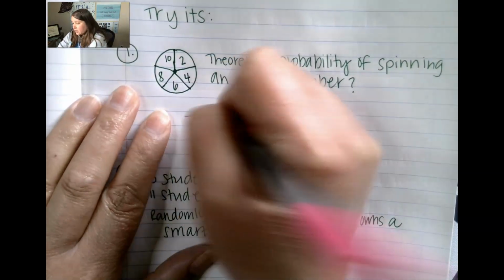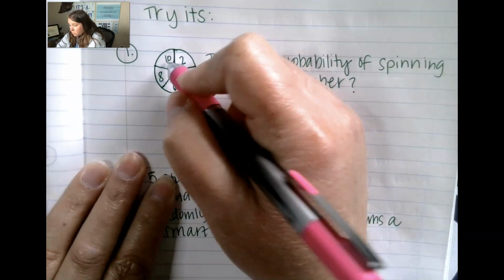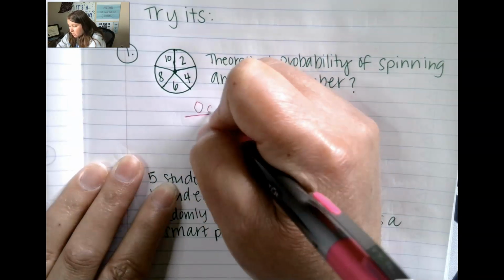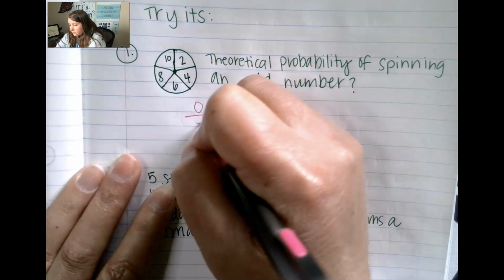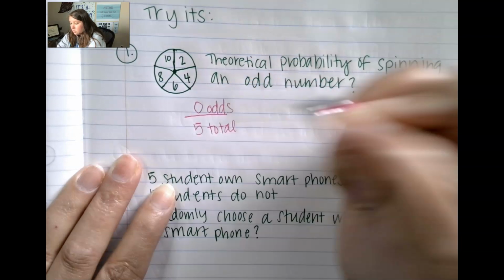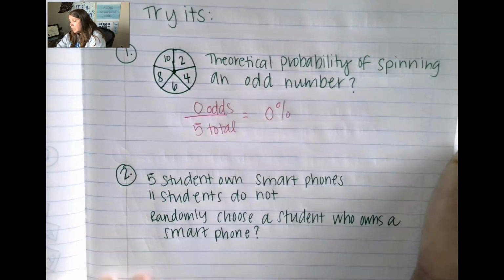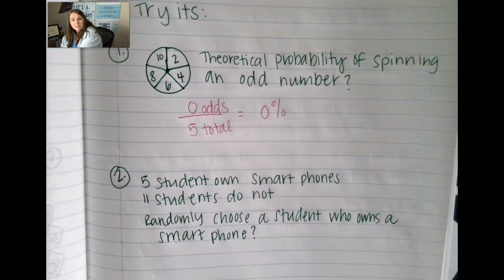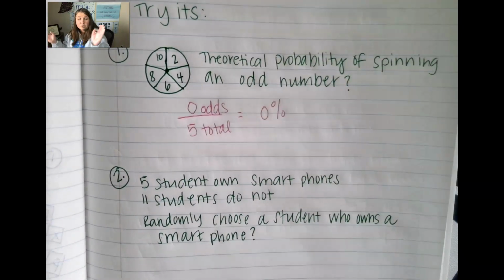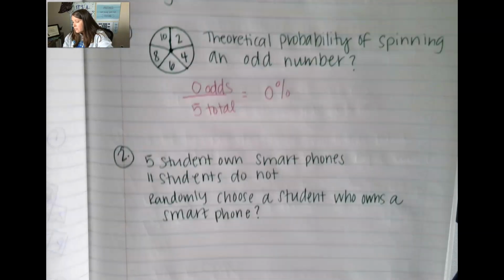Okay, so we're going to make a fraction on the first one. Odd numbers. There are no odd numbers, so 0 odds, out of 1, 2, 3, 4, 5 total spin outcomes. So there is a 0% chance of spinning an odd number. You just can't do it. This one is completely and totally unlikely. It's not possible.